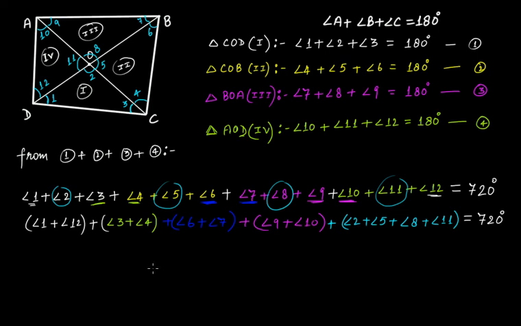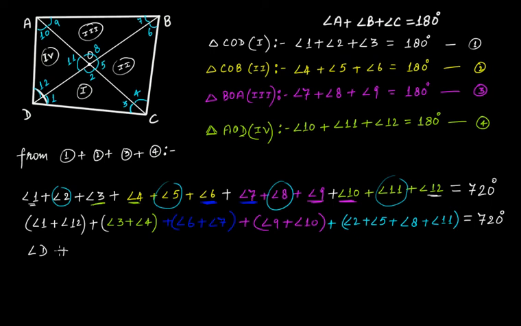Now tell me one thing. If you look at angle 1 plus angle 12, angle 1 plus angle 12 means what? This whole angle, right? Angle 1 plus angle 12 will make this whole angle, that is angle CDA. Let's name it angle D only. If you want to write it completely, you can write angle CDA, and if you want to write it with angle D only, you can do that too. So we are writing it as angle D.